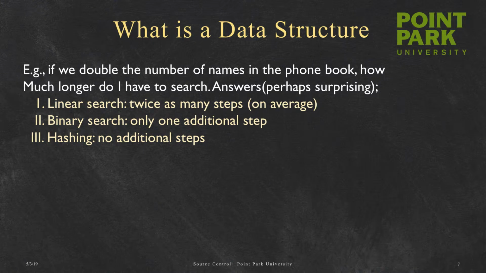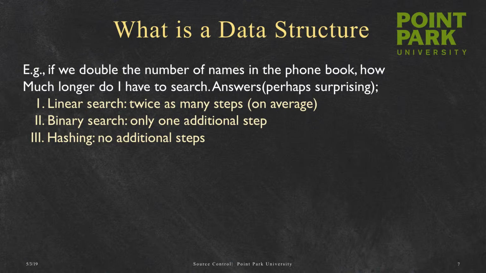So let's say we double the number of names in the phone book. Now we have over 600K. How much longer do I have to search? The answer is perhaps surprising. Linear search, twice as many steps on average. And think about that. Let's say that you're back at Stage AE and you have people wrapped around a corner and there's maybe 500 people waiting to get into the concert, right? And you have to search each person. It's like if you physically had to walk up to each person and maybe ask them a question, it would take you a number of hours.